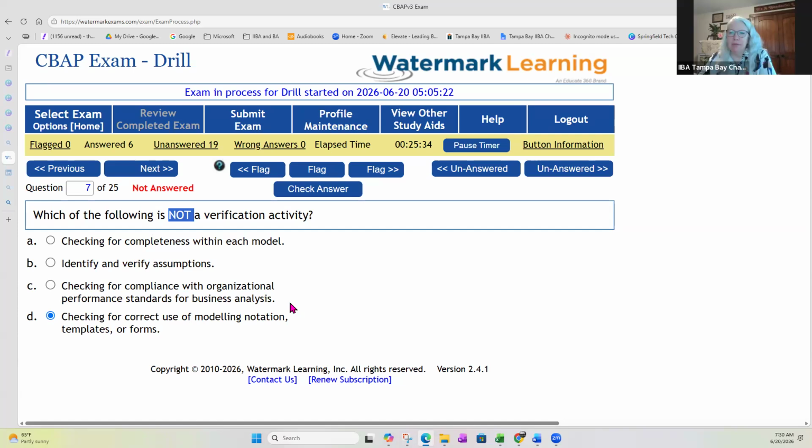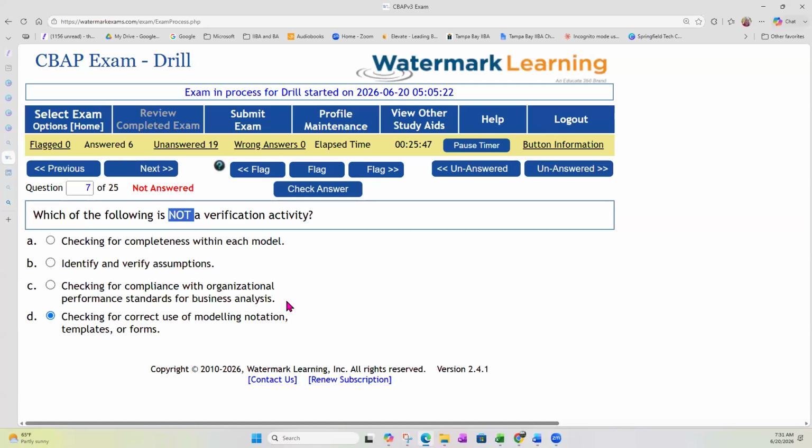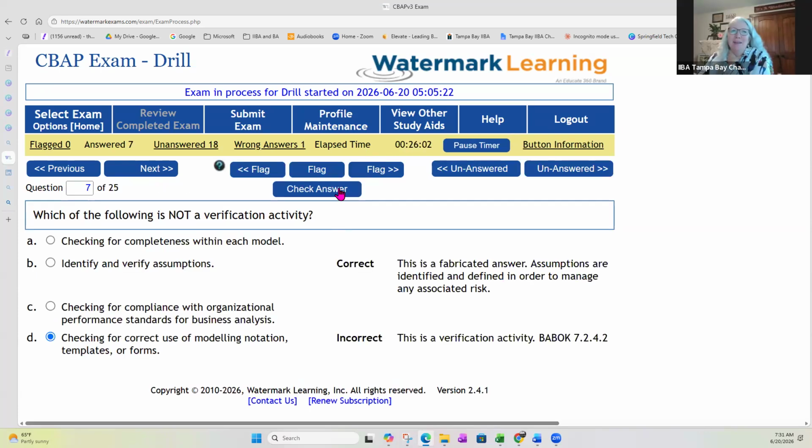Jose, Amarachi, what do y'all think? It's either A or D. So yeah, checking for correct use of modeling notation, not an activity. Okay. Amarachi, do you agree? Check. Yeah. Okay, let's test it.